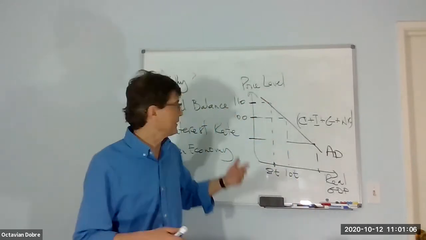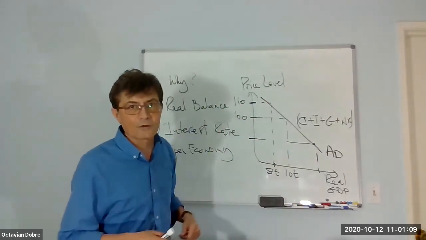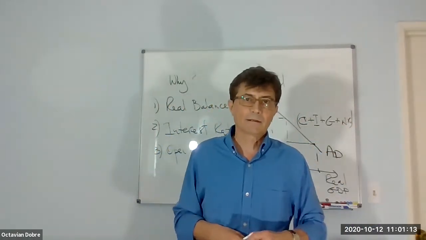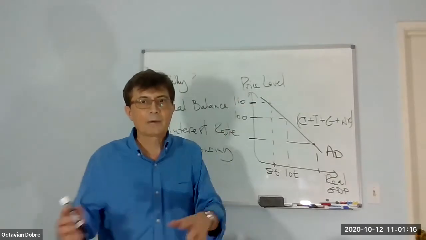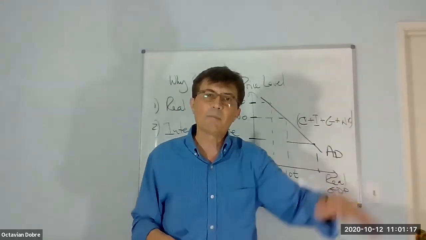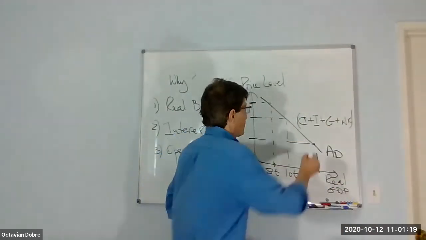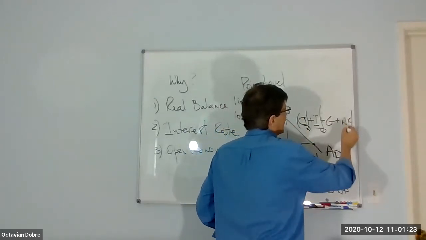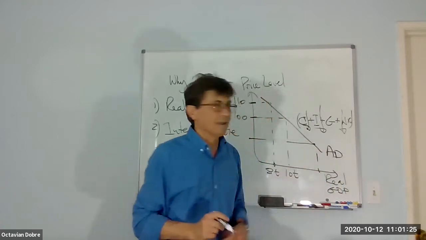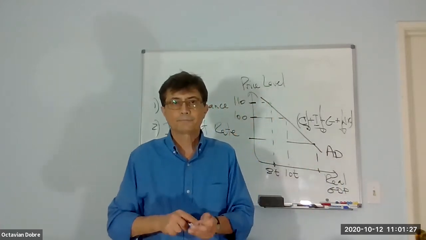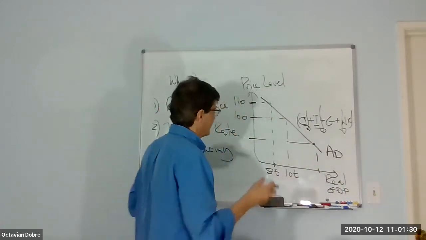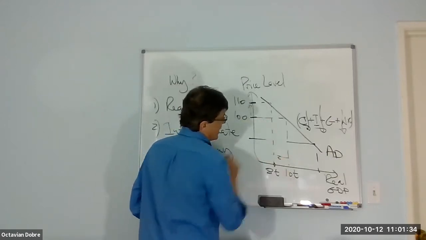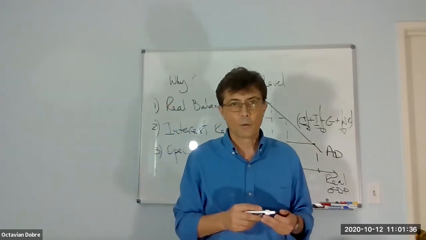So we have the three reasons. When price level goes up, we have less purchasing power, we buy less. When price level goes up, interest rates are going up and businesses will buy less. So first C goes down, then I goes down, and then also NX goes down. Net exports are going down. And because of that, when price level goes up, quantity demanded of goods and services will go down.